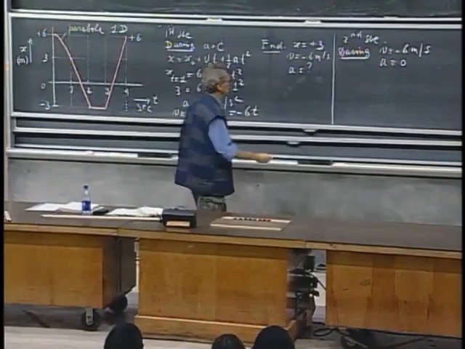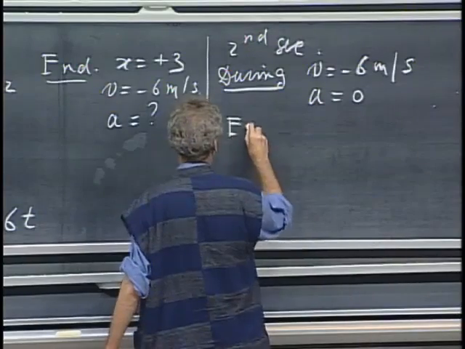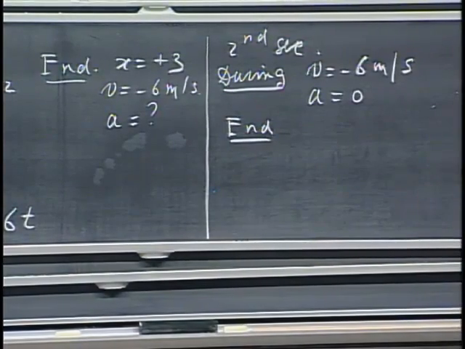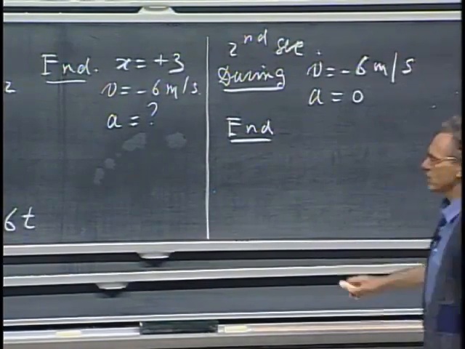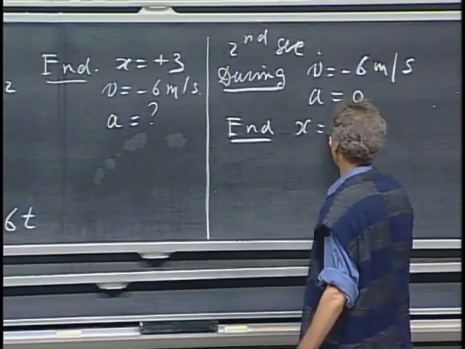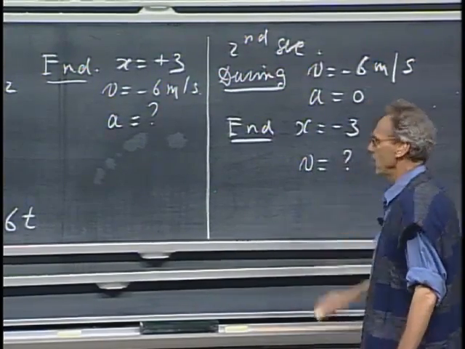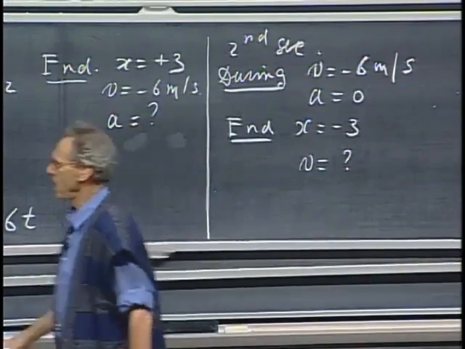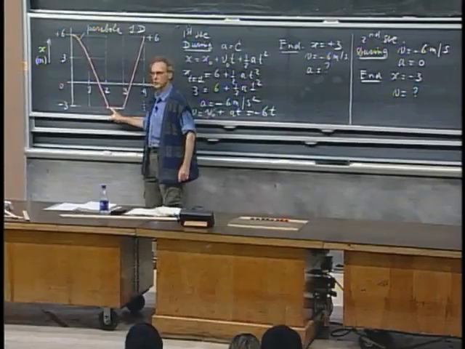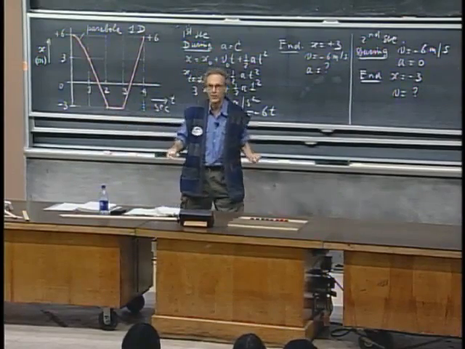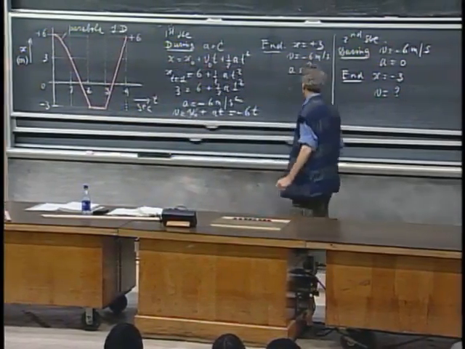And what is the situation at the end of the second second? At the end, I know that x equals minus 3. What is the velocity? I don't know. Because it changes abruptly here from minus 6 to 0, so I don't know exactly what it is at that point. It's a non-physical thing. It's a very abrupt change.